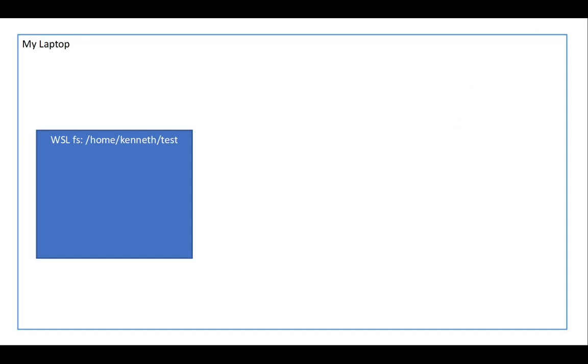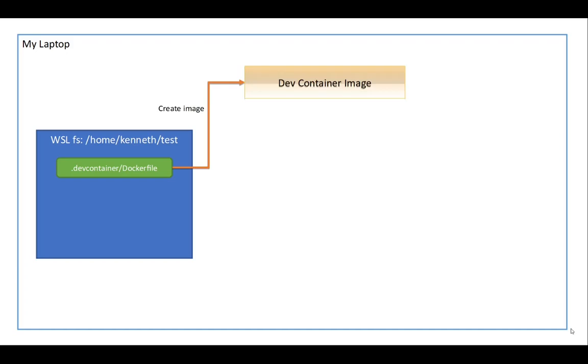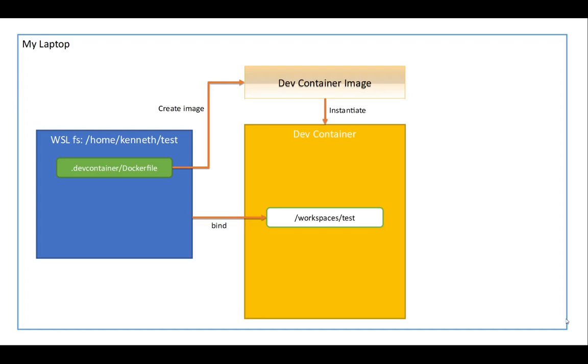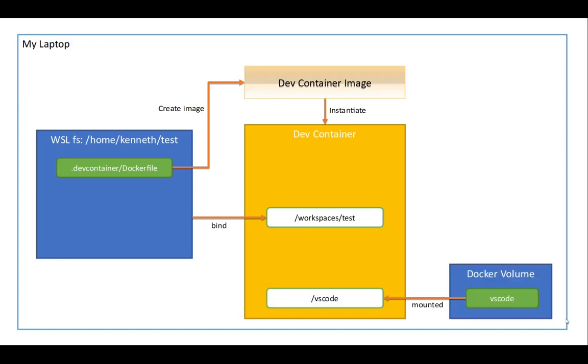Let's see what just happened. On my laptop, I created a folder, and then I said reopen it in the container. Then Visual Studio Code created a DevContainer Docker file, which is immediately instantiated, then created a DevContainer. When I created the DevContainer, Visual Studio Code bound the WSL path to the workspace's path. And it also binds a Docker volume, vscode, to vscode. We'll look into this a little bit later.